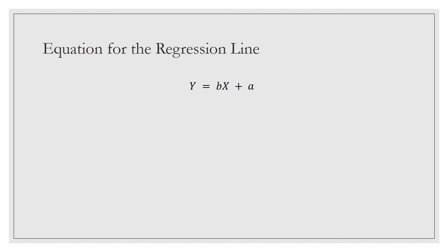We can use a very basic equation for our predictions. That is y equals bx plus a. Y is the criterion variable, it's our outcome. X is the predictor variable. So we're basically taking x and making a prediction about y.